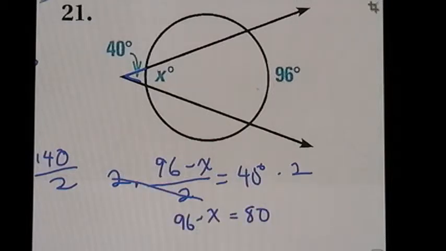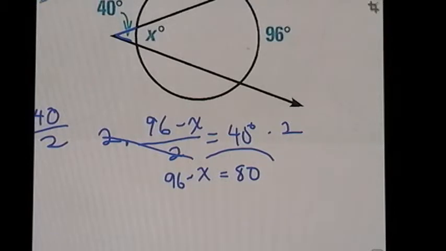Now be careful, we had a problem like this earlier that some people had some trouble with. Let's move the x this way so it'll be positive. Add x to both sides and subtract 80. And we get 16. So x is 16 degrees.